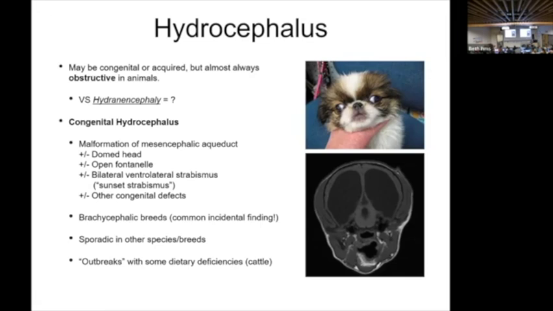It can be an incidental finding on necropsy. We often get animals where the owners have no idea. It's been a perfectly happy Boston Terrier or pug or whatever for its whole life. And then, oh, it's a really bad hydrocephalus, like this much brain. So I guess it's fine. In other species and breeds, it can be sporadic, again, or congenital. Occasionally in cattle, you'll see outbreaks with certain dietary deficiencies.